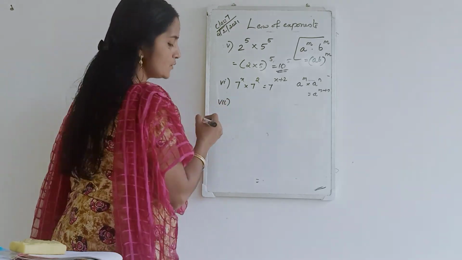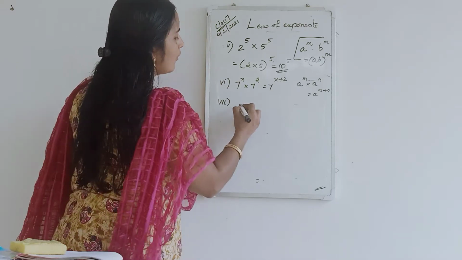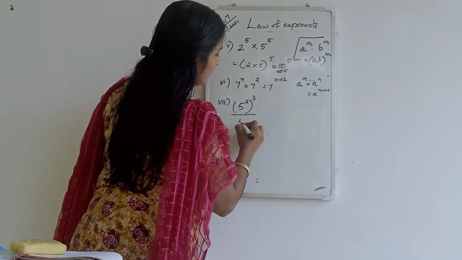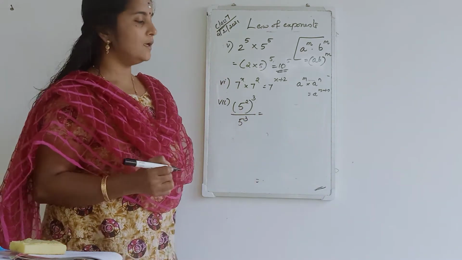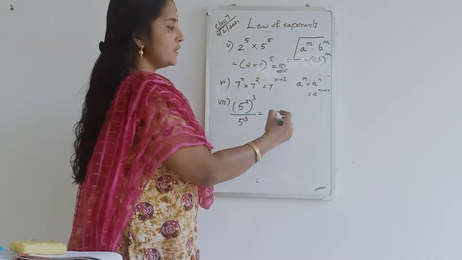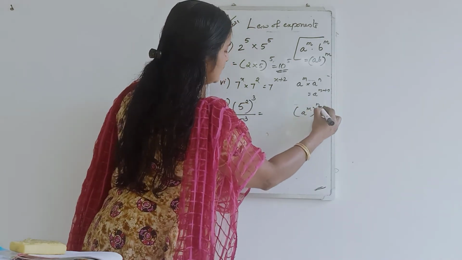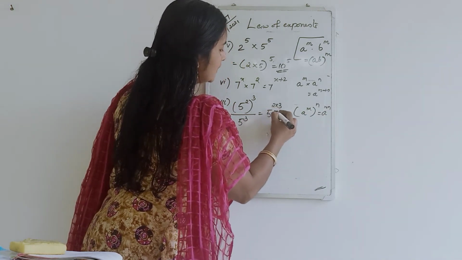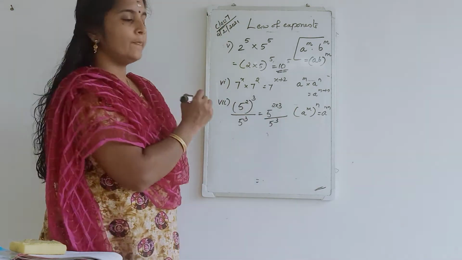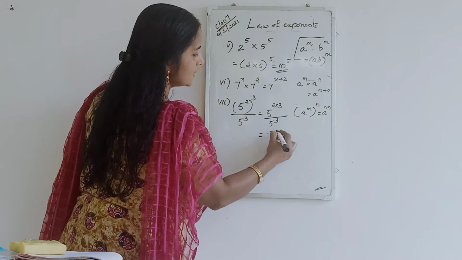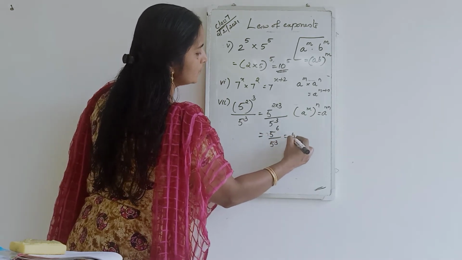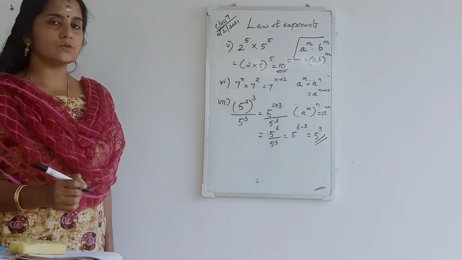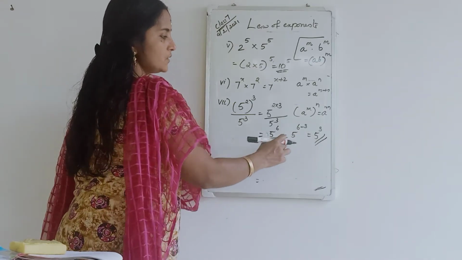Then next one is 5 square the whole raised to 3 divided by 5 cube. Which law is applied in the numerator? a raised to m the whole raised to n is a raised to mn. So 5 raised to 2 into 3 by 5 cube. So 5 raised to 6 by 5 cube equals 5 raised to 6 minus 3, that is 5 raised to 3. 6 minus 3 is 3, so 5 cube.